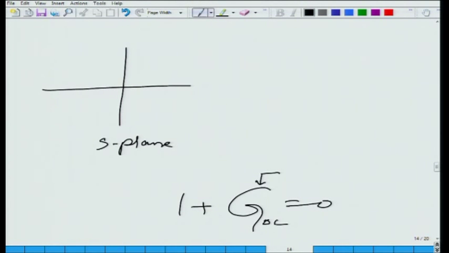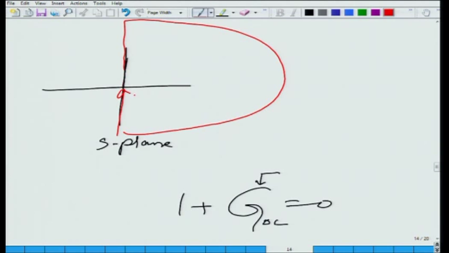Yeah, I can make the Nyquist plot, I can make the polar plot of G open loop and add 1 to it. Now, let me take in the S plane a contour that goes like this. I may change the color, that goes like this. It is an infinite semicircle that is enclosing all of the right half plane.